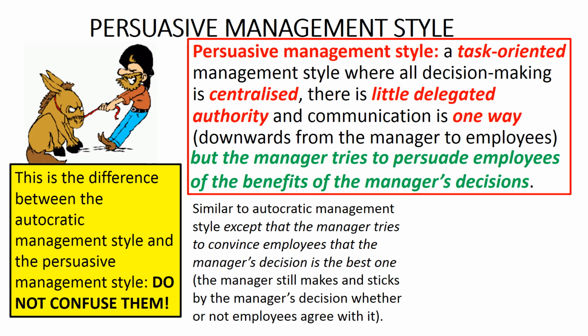However, like the autocratic management style, the manager makes the decision, and even if the employees don't agree with that decision, the manager will stick with that decision. So be very clear, do not confuse the autocratic management style and the persuasive management style. In the persuasive management style, the manager tries to persuade employees of the benefits of the manager's decisions.